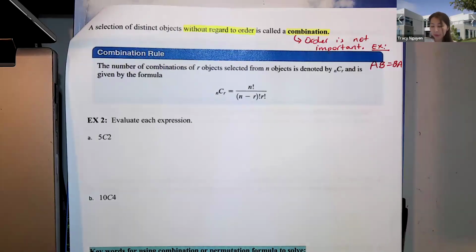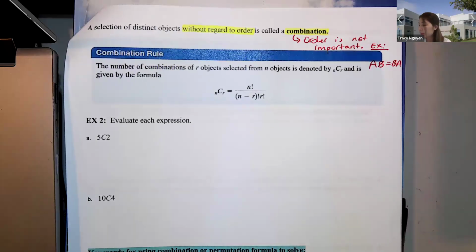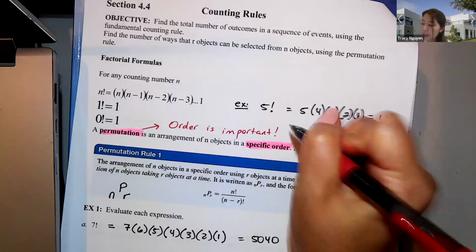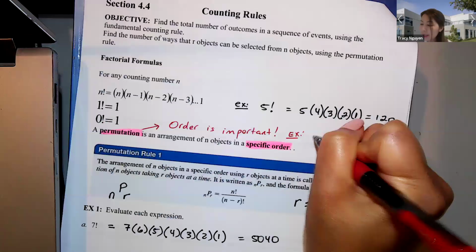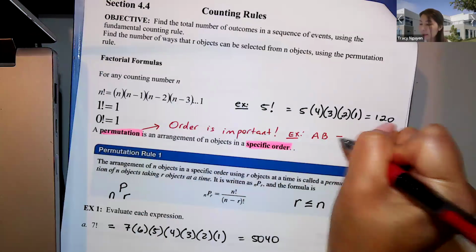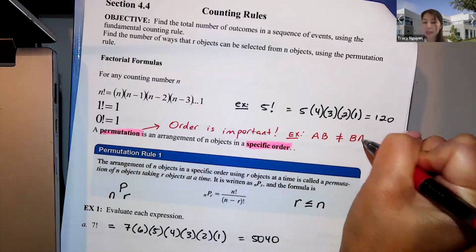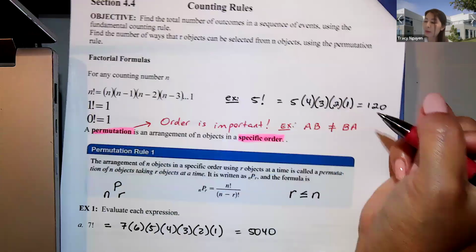Versus in permutation, we said that order is important. Then what we have is an example: AB is not the same as BA. So what does this mean?